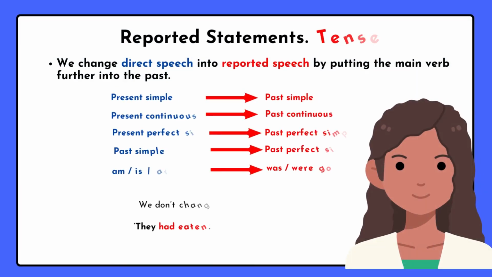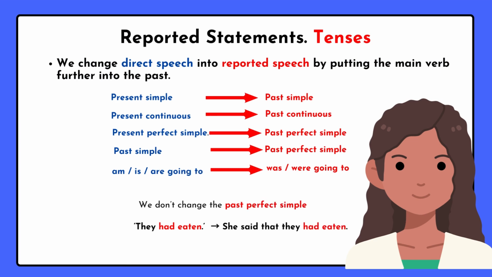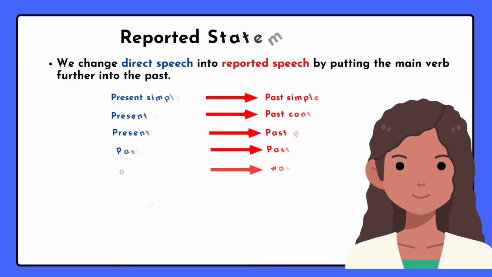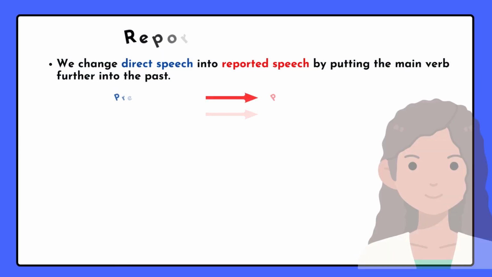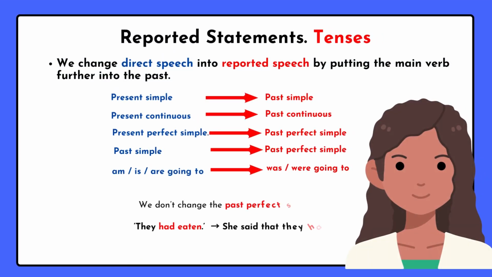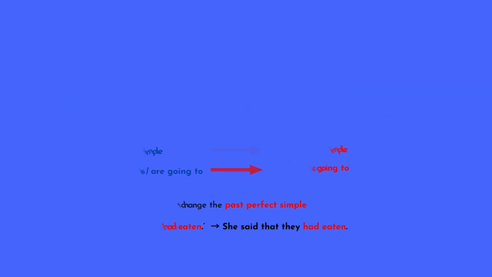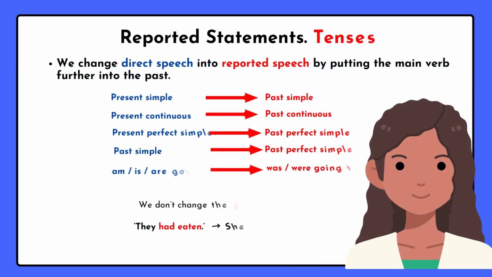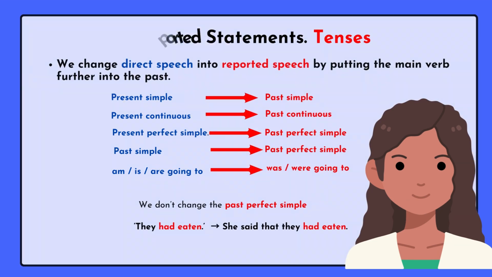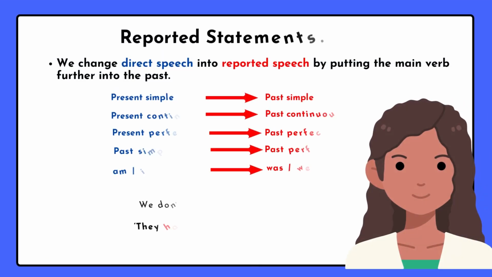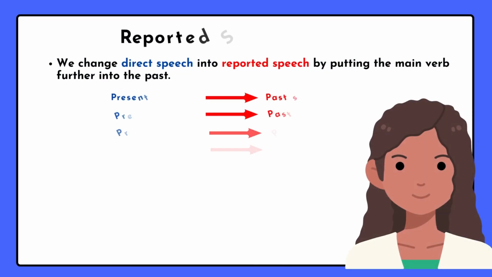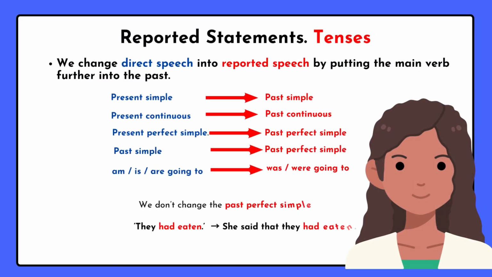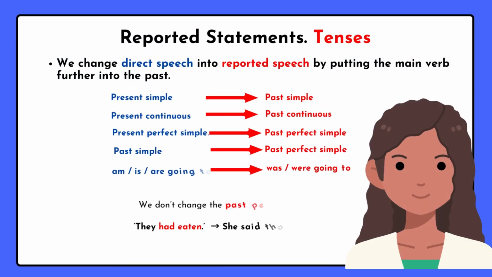Reported statements. Tenses. We change direct speech into reported speech by putting the main verb further into the past. Present simple changes into past simple. Present continuous changes into past continuous. Present perfect simple changes into past perfect simple. Past simple changes into past perfect simple. Am, is, are going to change into was, were going to.